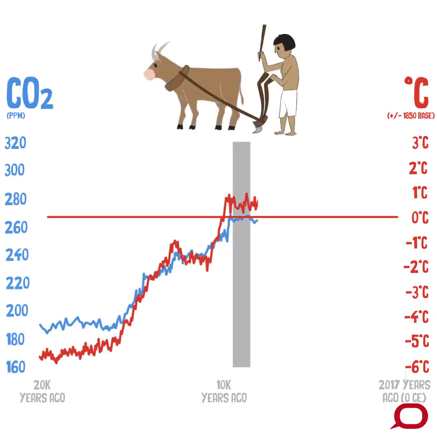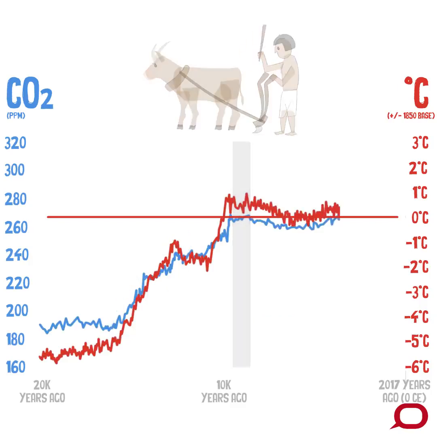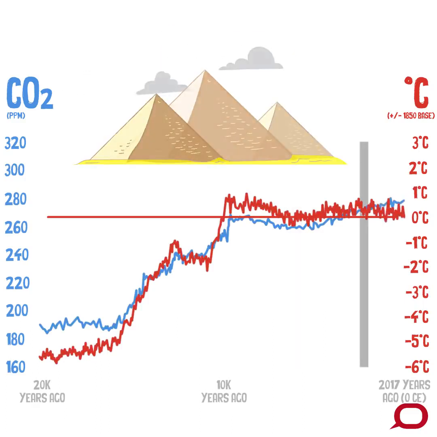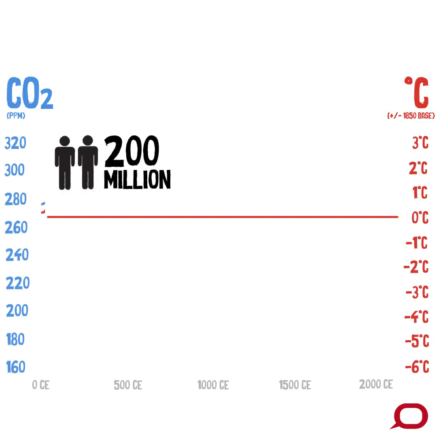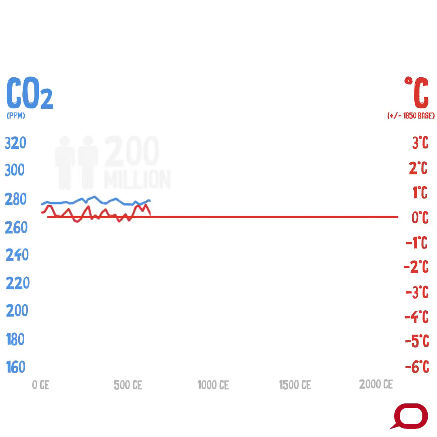Oh look, there's the birth of modern agriculture, and the wheel, and the pyramids in Egypt. And now we hit the Common Era, the year 0 CE. At this point, the world population is just 200 million people.